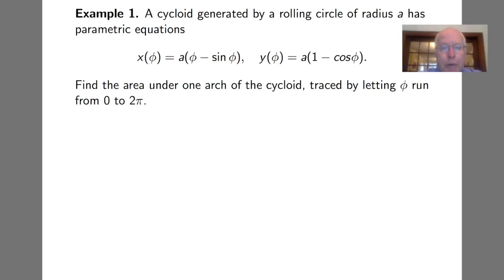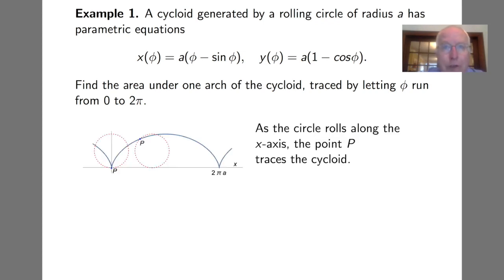Start with the area under an arch of a cycloid. A cycloid is generated by a rolling circle of radius a and has parametric equations given by x of phi equals a times phi minus sine phi, and y of phi equals a times 1 minus cosine phi. We'll find the area under one arch of the cycloid traced by letting phi run from 0 to 2 pi.